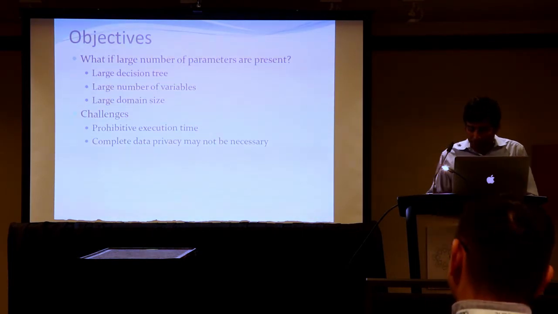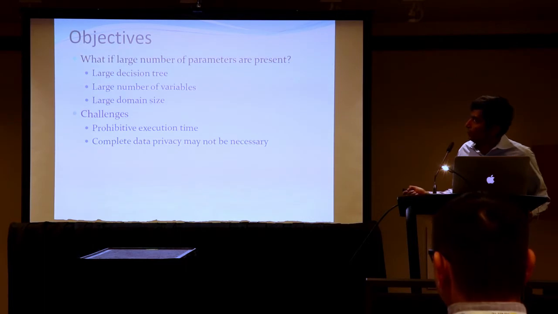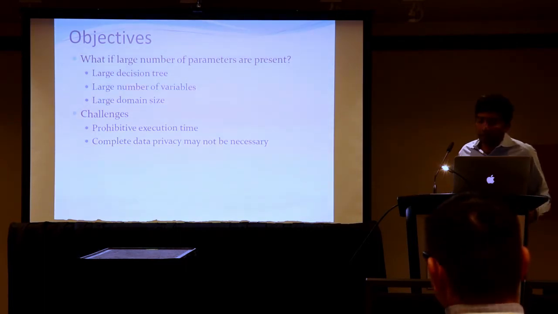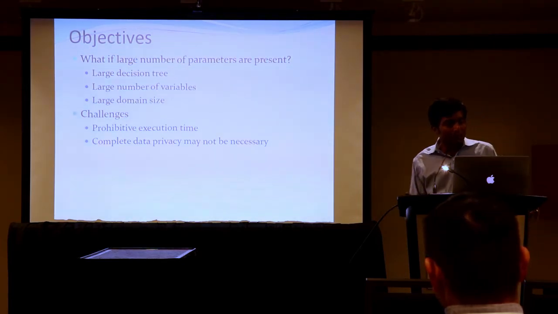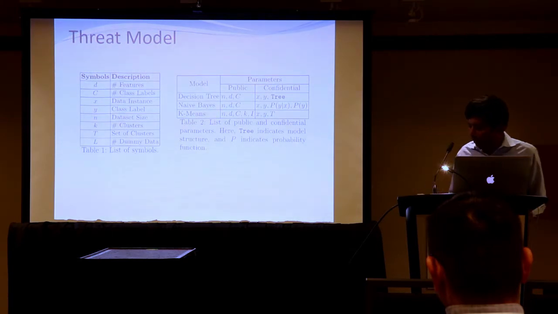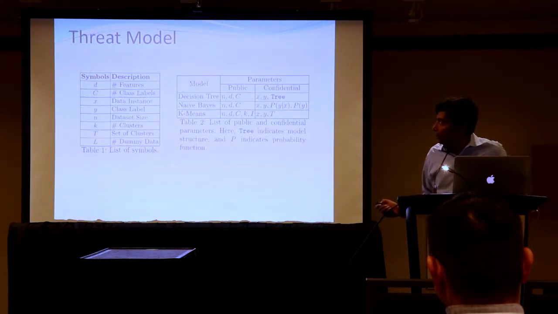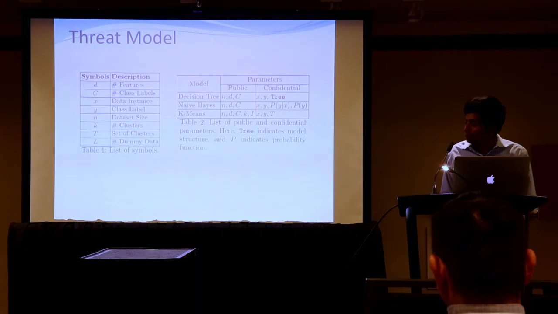If a large number of parameters are present, like a very large decision tree, a large number of variables, a large domain size, then this method is very expensive. And in real life, in some cases privacy is not that important, so complete data privacy may not always be required. The threat model we are considering for the decision tree case is that the data point itself and the tree, we want to make private. For the naive Bayes classifier, and for k-means unsupervised learning, we want to make those private.